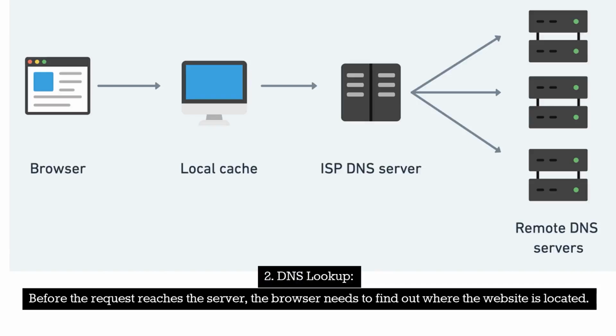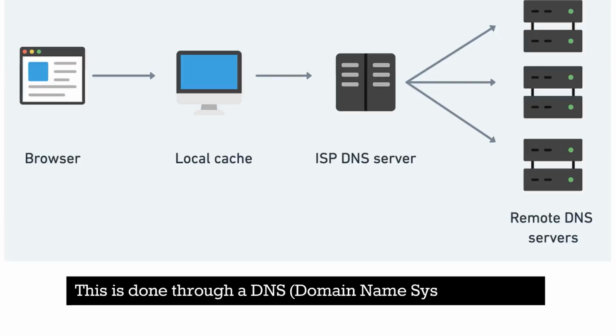Now, after the user enters a URL, the second step is the DNS lookup. So before the request reaches the server, the browser needs to find out where the website is located. This is done through a DNS, that is, domain name system lookup.